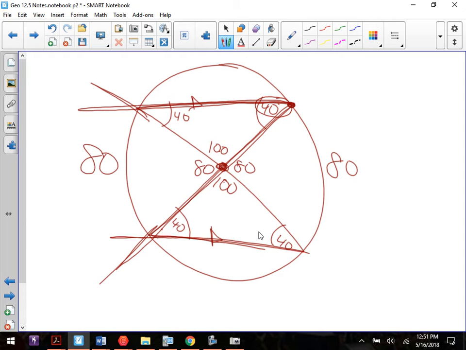And again, notice that if you're at the center of the circle, you're equal to the same as the arc that you hit. If you're on the circle, you're equal to half the arc that you hit.